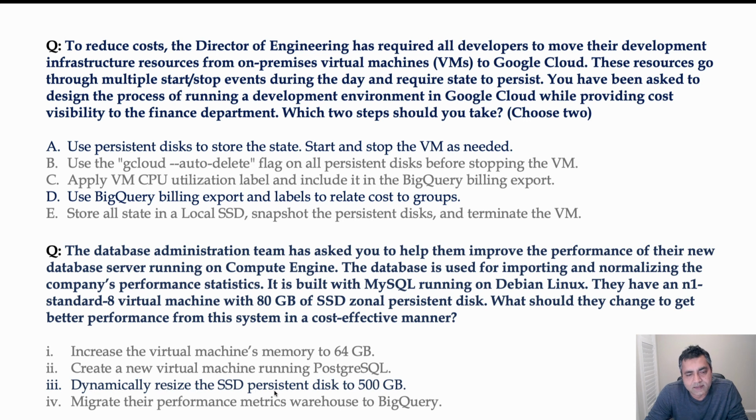Dynamically resize the SSD persistent disk to 500 gigabytes. Now that makes sense because persistent disk performance is based on the total persistent disk capacity attached to the instance, and the number of virtual CPUs that the instance has. Increasing the persistent disk capacity will increase its throughput and IOPS, which in turn improves the performance of MySQL. So number 3 is definitely the right answer.